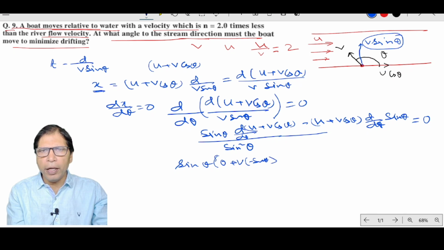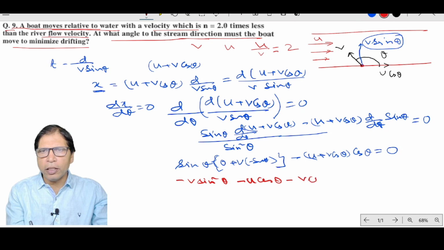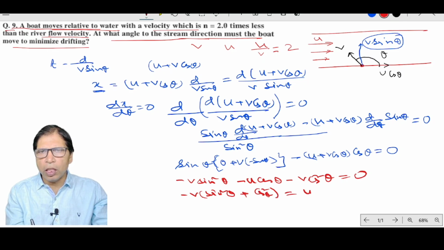minus u plus v cos theta into cos theta equals 0. So this is minus v sin square theta minus u cos theta minus v cos square theta equals 0. Therefore, minus v into sin square theta plus cos square theta equals u cos theta.